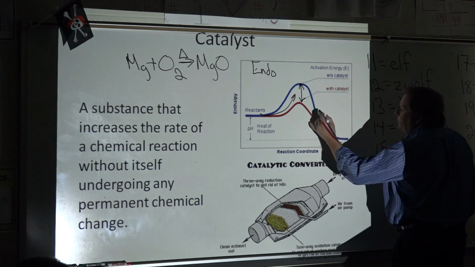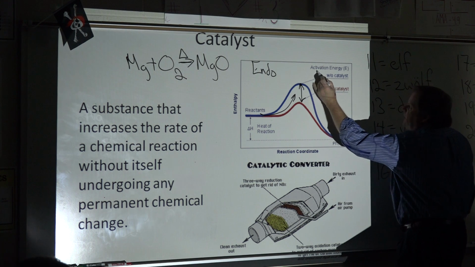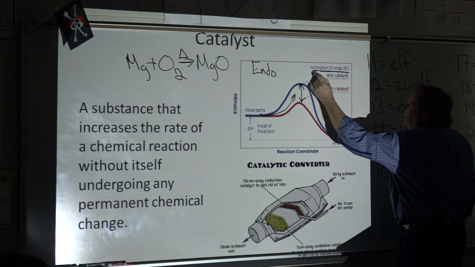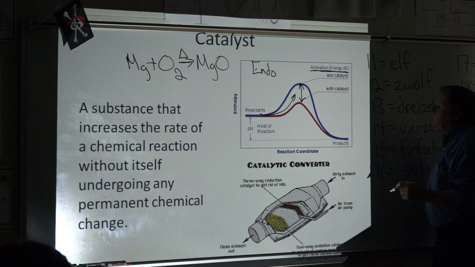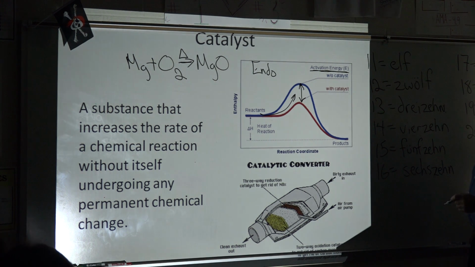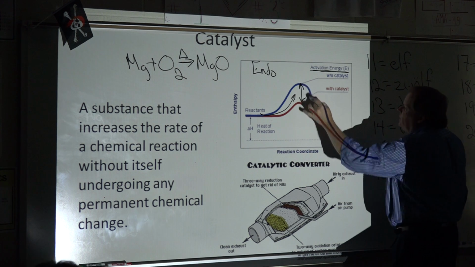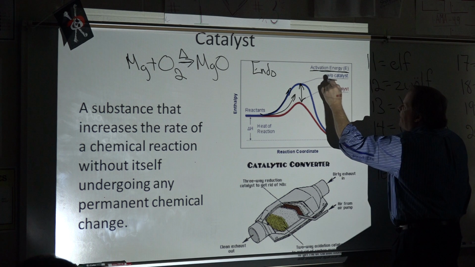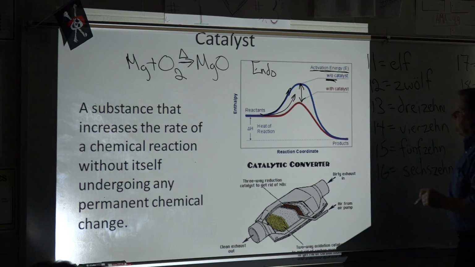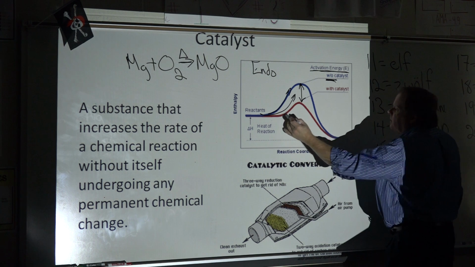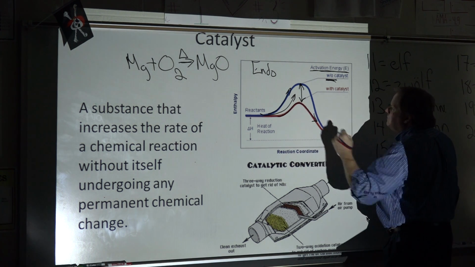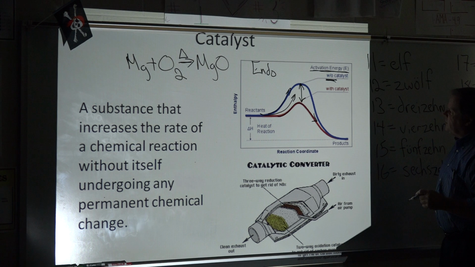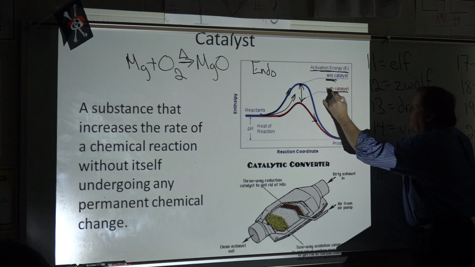All right, so the blue curve is the activation energy. Underline that, that's got to be a term you need to be very fluent with, activation energy. And then this top one, which needs so much energy, is without a catalyst. And the lower one allows the reaction to take place if you have a catalyst.